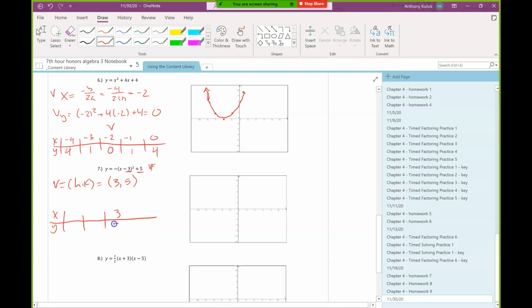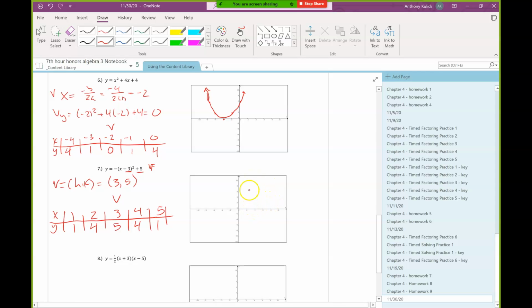So I'll make my table with the vertex in the middle. And I'll pick 2 values less and then 2 values more. And then we'll just plug these in. So when I plug 1 in, 1 minus 3 is -2. -2 squared is 4, but then we make it negative, so we have -4. And then plus 5 is 1. When I plug the 2 in, 2 minus 3 is -1. -1 squared is +1, but then we make it negative, so I have -1. Plus 5 is 4. And since we picked things symmetrically, we can fill those in for free.